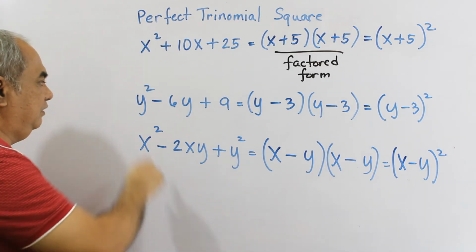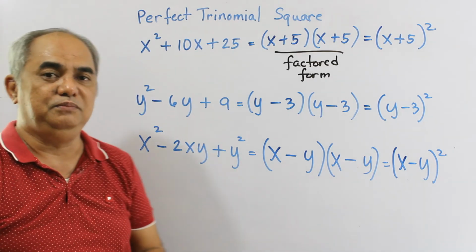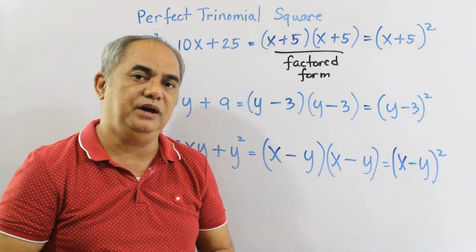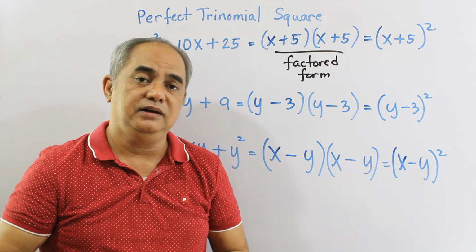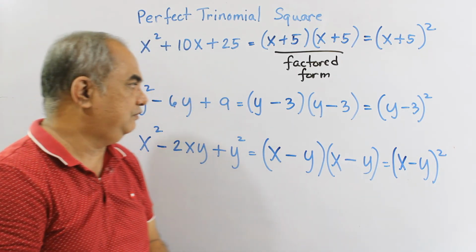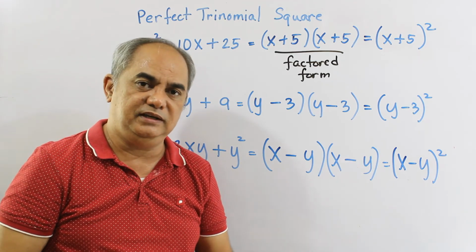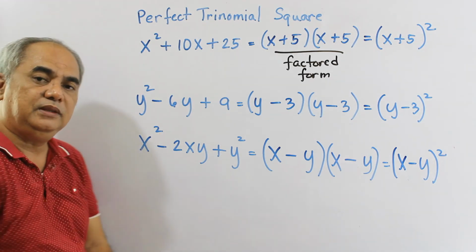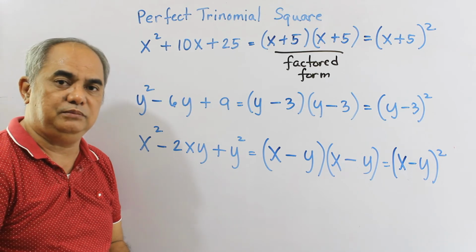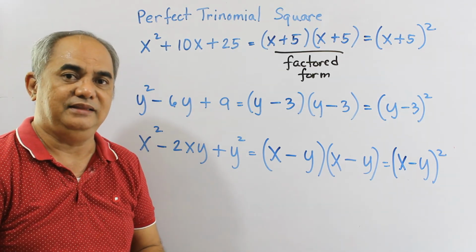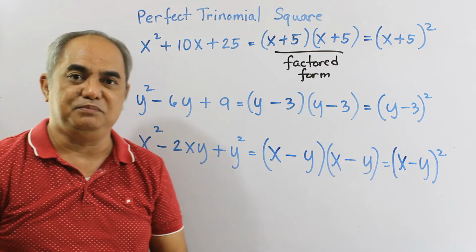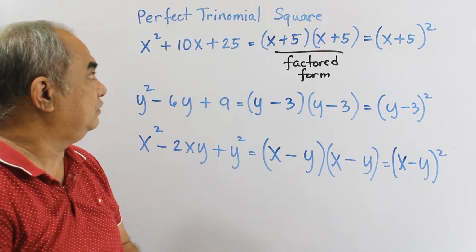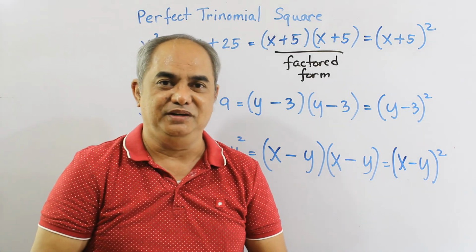Just to remember, the first term and the last term should be a perfect square. How do we know if it's a perfect square? For numbers, we have to be familiar with the list of perfect squares. For variables, all you have to do is check the exponent. If the exponent of the variable is an even number, then that variable is a perfect square. So, this is how we solve the factoring using perfect trinomial square.